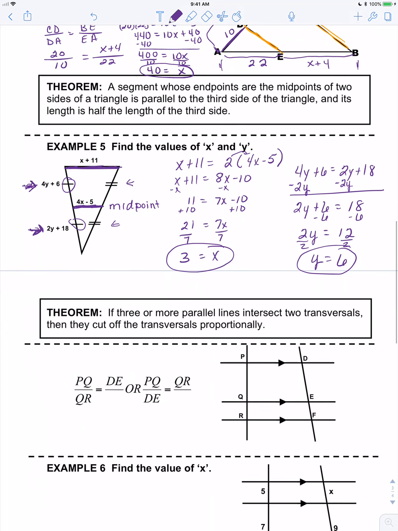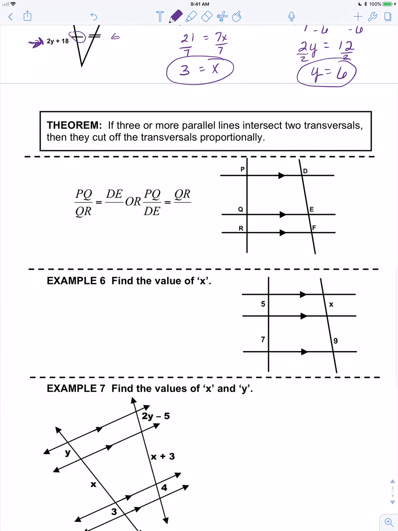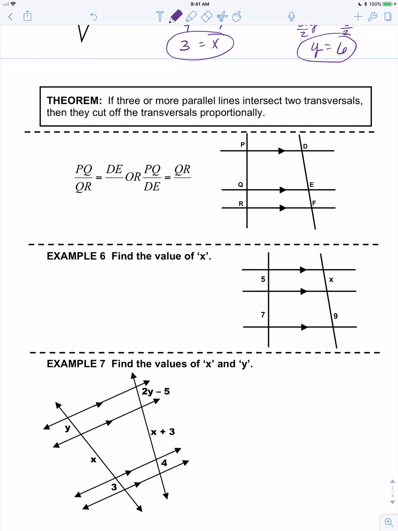Okay, now the last one, I think it's going to tell us, and I may just do one of these examples because I know the video is getting a little bit longer than what you're used to. So it says, if 3 or more parallel lines intersect 2 transversals, then they cut off those transversals proportionally. Okay, so let's fill this out. If PQ is proportional to QR, then DE has to be proportional to EF.